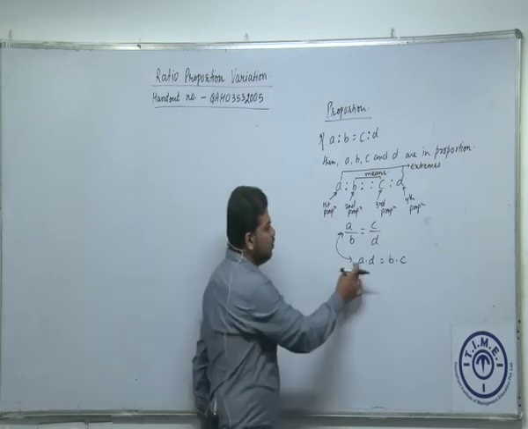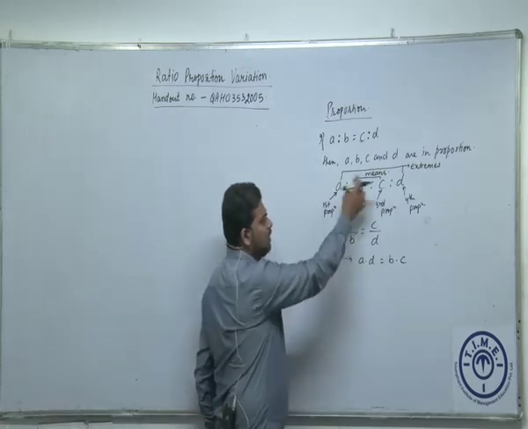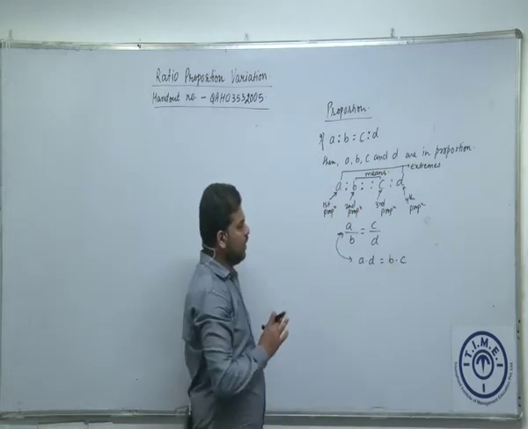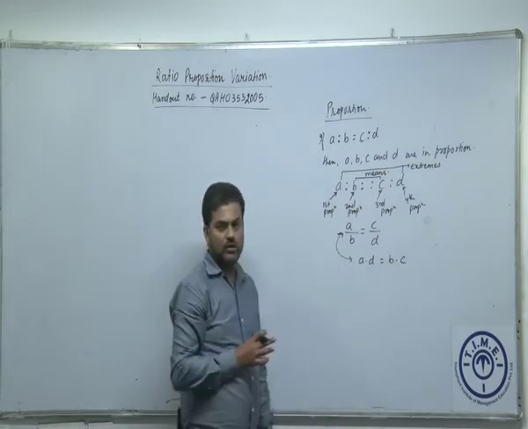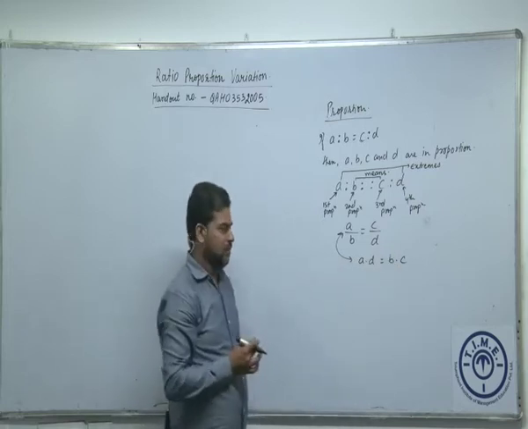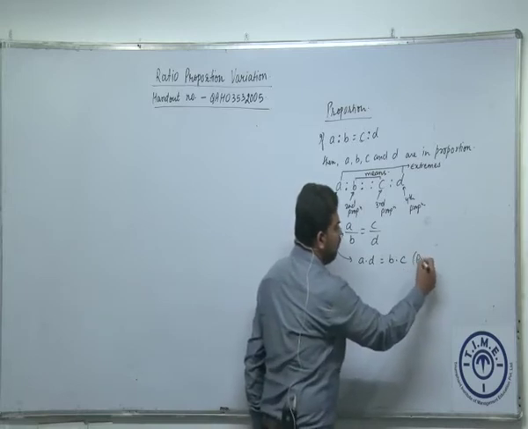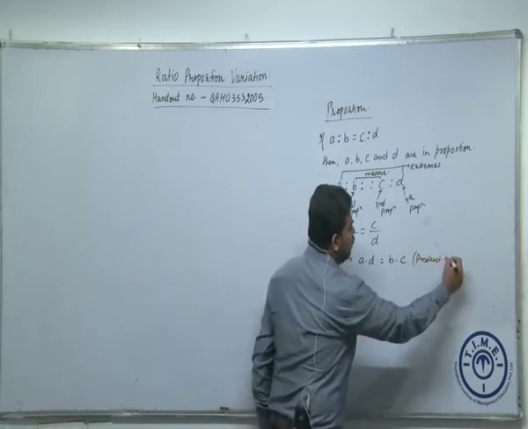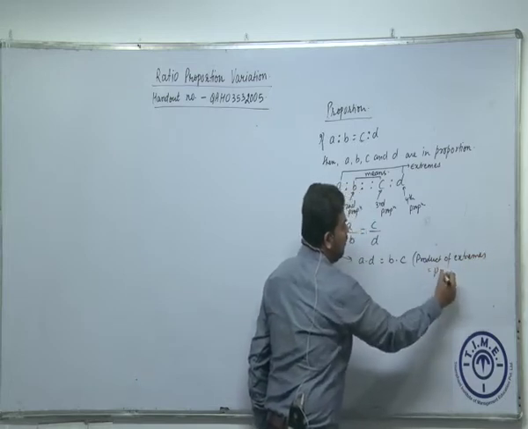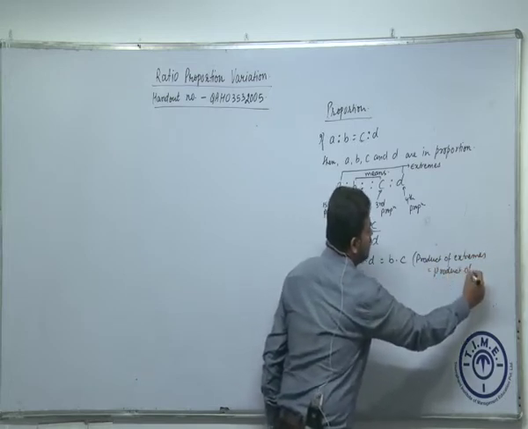Okay. So what do you observe? A and D, what are these? These are extremes. What are B and C? These are means. So can I say if four numbers are in proportion, then product of extremes is equal to product of means, right? So whenever four numbers are in proportion, product of extremes will be equal to product of means.